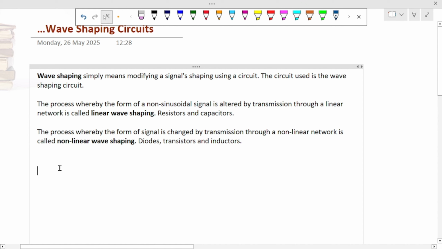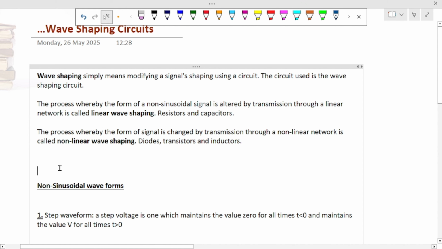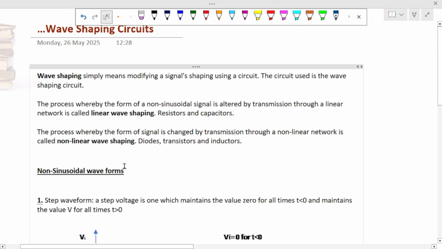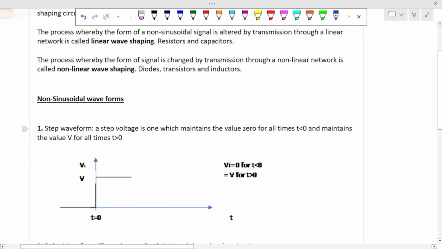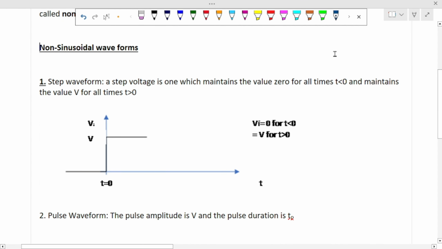So for those that will not maintain their shape, those are the non-sinusoidal waveforms. And for that we have the step waveform. A step waveform is one which maintains the value 0 for all times t less than 0 and maintains the value v for all times t greater than 0. This is what we mean.